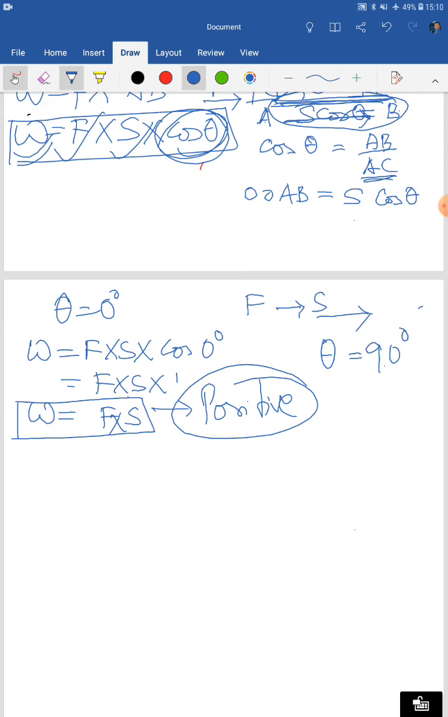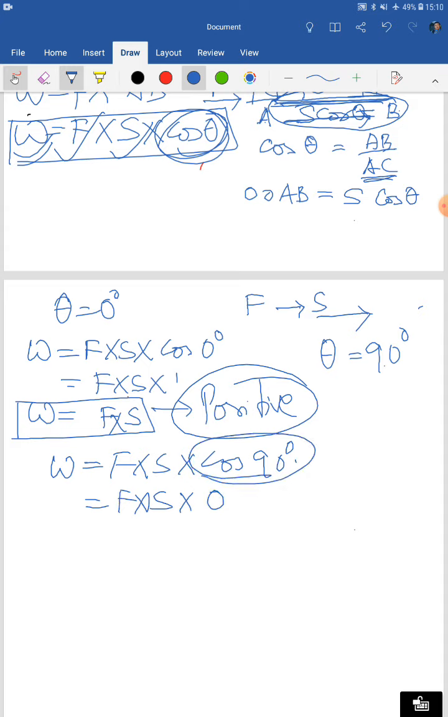Okay, when theta is 90 degrees, I'll get W equals F into S into cos of 90. So 90 degrees means the displacement and the direction of force are perpendicular to each other, that they are normal to each other. Then I'll get F into S into 0, because the value of cos 90 is 0. So at that time, work done is 0. This is the condition when work done is 0, even when force is acting.